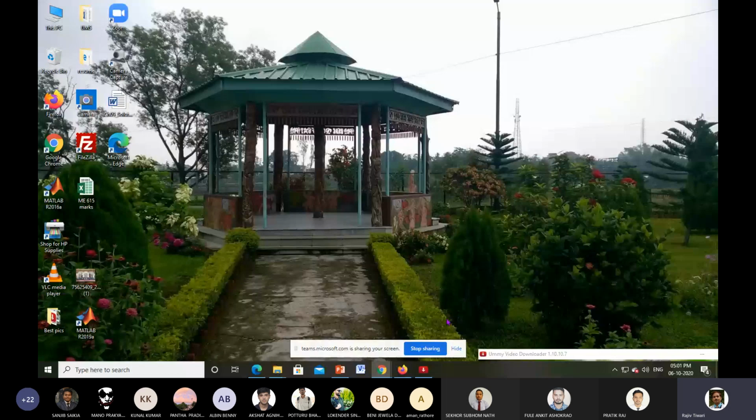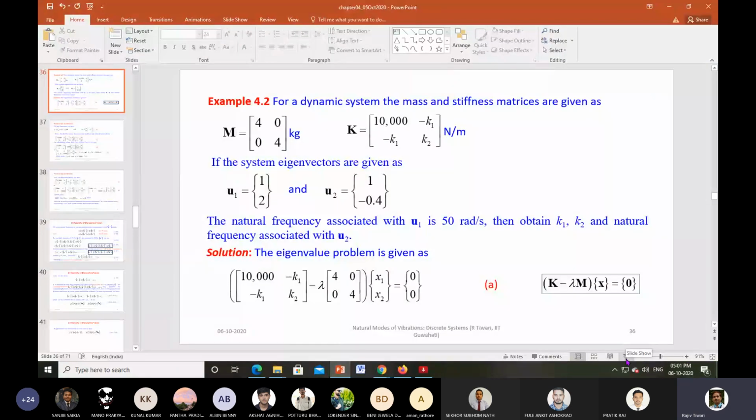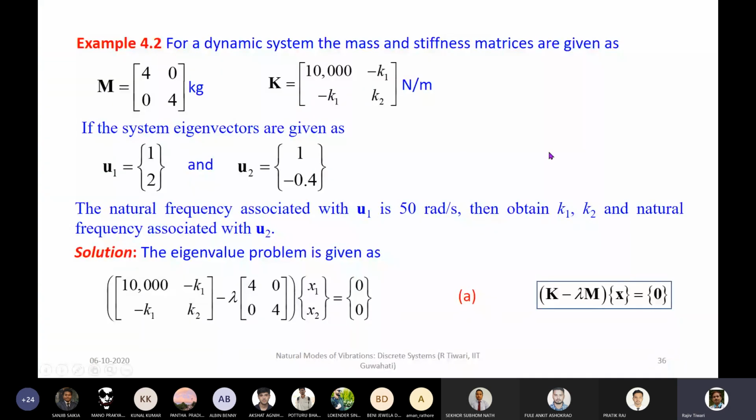I'll take up one example first for the previous eigenvalue problem. This is one example in which we have been given the mass matrix and the stiffness matrix, but some of the elements are unknown. The eigenvectors for the first natural frequency and the second natural frequency are given.